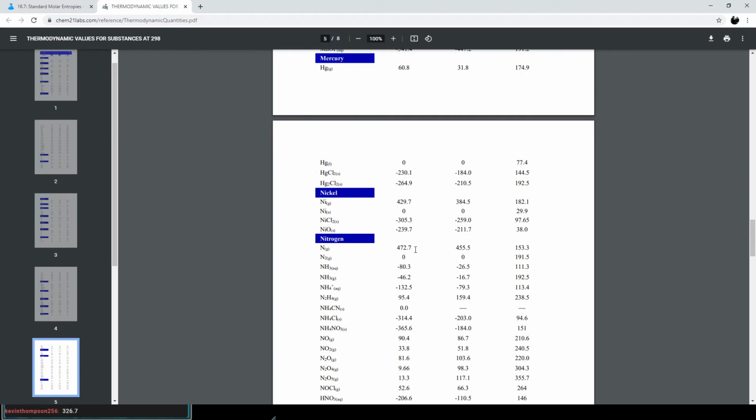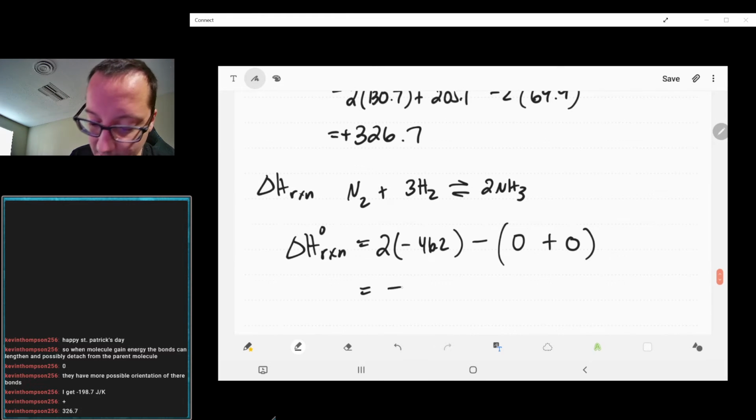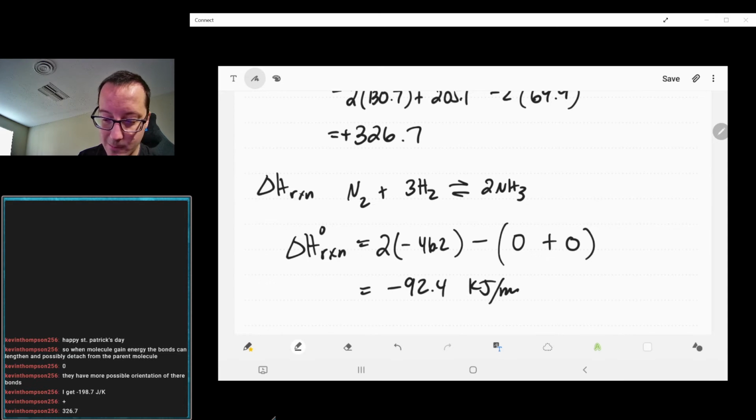Oh, I copied the wrong one. I copied the aqueous ammonia, negative 46.2. So if we do that, we get what? Negative 92.4 kilojoules per mole. Please confirm, Kevin.